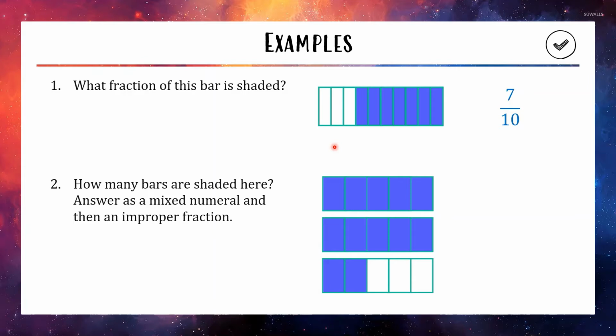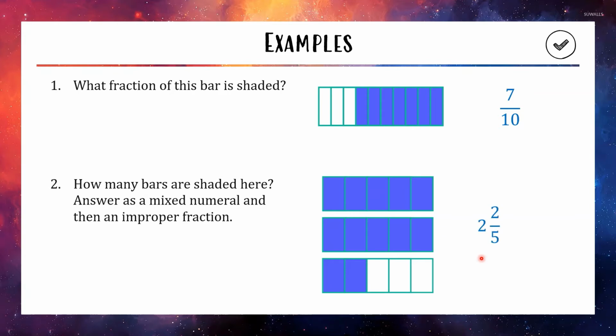Okay, question 2, a bit trickier. We've got 3 whole bars, 2 of them have been fully colored in, and 1 of them has 2 pieces colored in and 3 pieces left blank. So we want to write this picture using a mixed numeral. So we have 2 whole pieces and the third piece is 2 out of 5. So our mixed numeral is going to be 2 and 2/5.